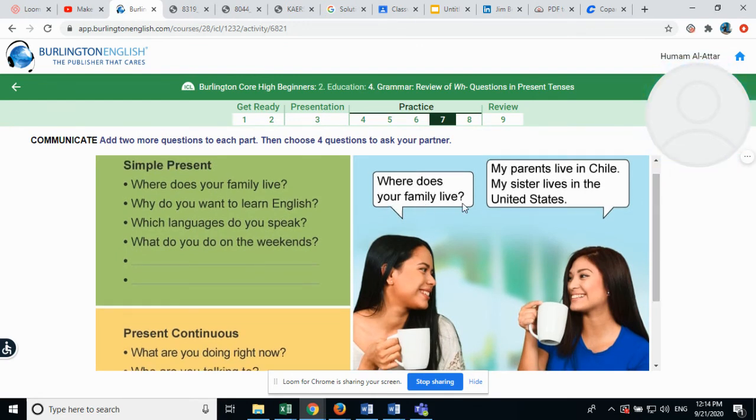Where does your family live? My parents live in Chile. My sister lives in the United States.